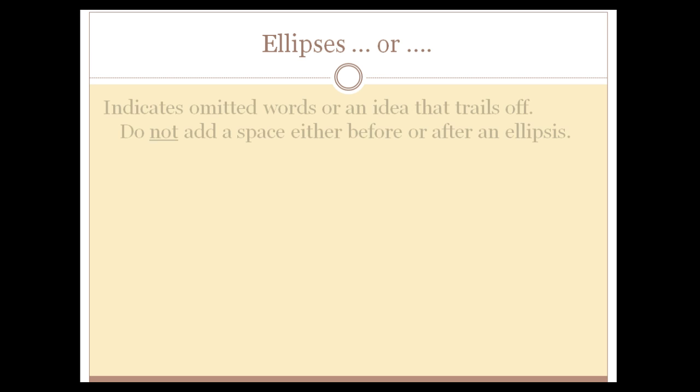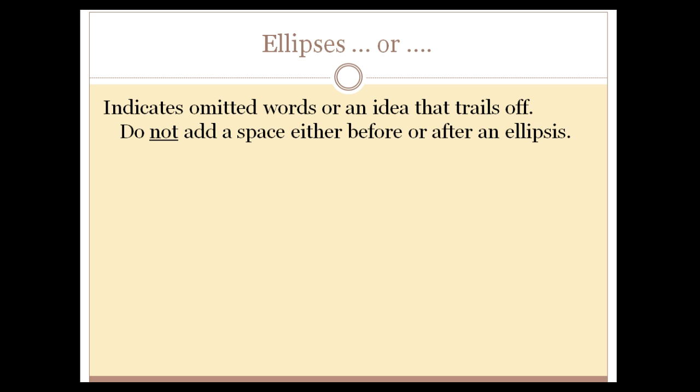Ellipses are where you have a series of 3 periods in a row or 4 periods in a row. These indicate omitted words or an idea that trails off. Remember, do not add a space either before or after an ellipsis. The periods go right next to the actual letter. If you're going to continue a sentence, then continue on with no space the other way. If your computer auto-formats that, then you don't need to overcorrect it, but also don't put a space in between each period.